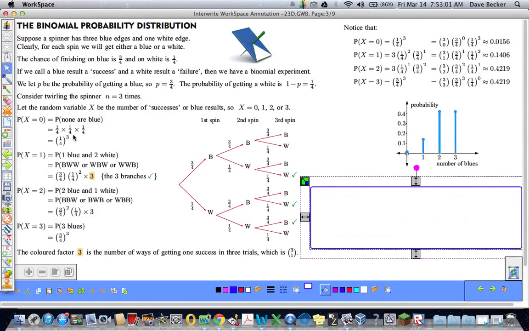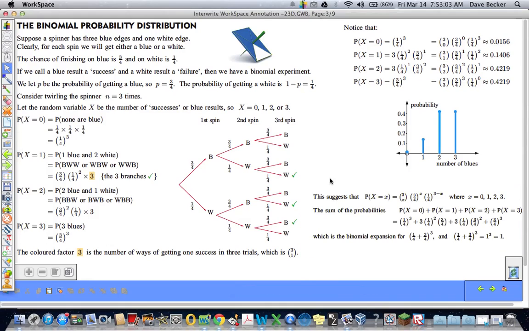Okay, so we can use this knowledge to our advantage. This suggests that the probability that the random variable X equals a specific value, either the 0, the 1, the 2, or the 3, by the way, that's always a little confusing, this represents all the different possibilities of success. And then we say that equals 3 choose x, times 3/4 to the x power, times 1/4 to the 3 minus x.